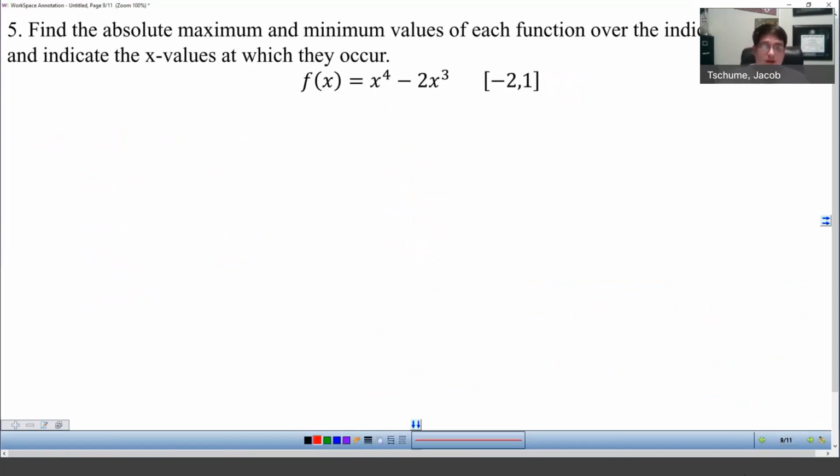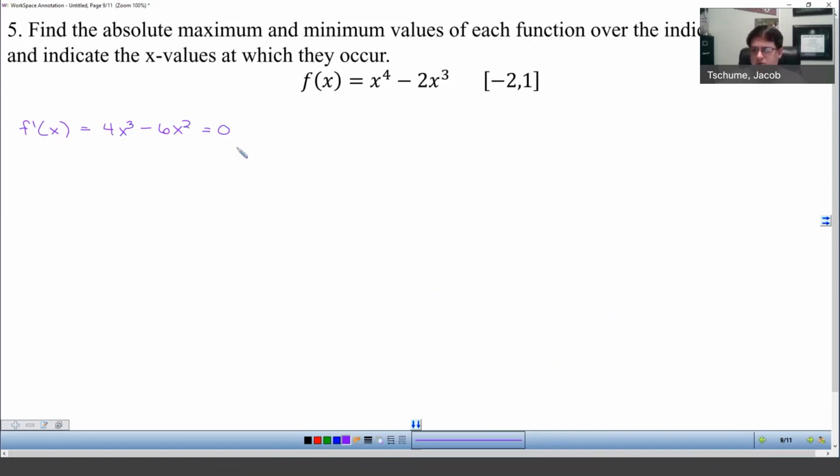Let's keep going. Like I said, I'm trying to throw out every kind that you might see. So number 5, what if f of x is equal to x to the 4th minus 2x cubed on the interval -2 to 1? Once again, I need to find my critical values for this problem. So I'm going to find f prime of x, which is equal to 4x cubed minus 6x squared, and I'm going to set that equal to 0.